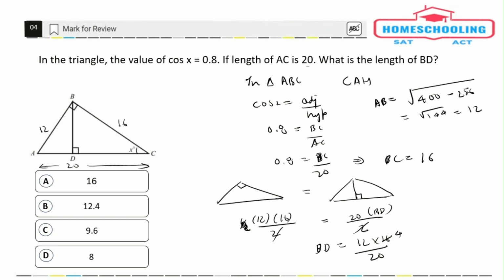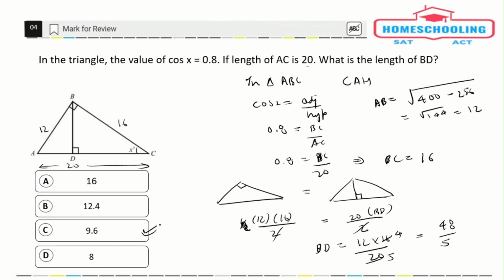So 4 times 5 times. So this one would be 48 by 5. As we know, 5 times 10 is 50. So it is 48, something slightly less than 10. So as we can see, the option is 9.6 here, that is slightly less than 10. So this is going to be the answer.